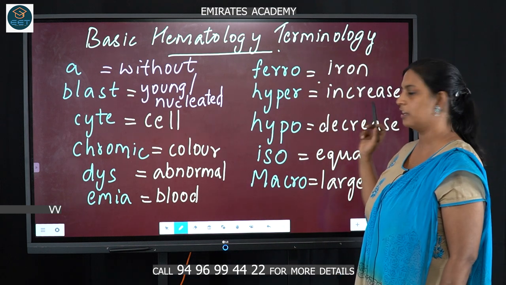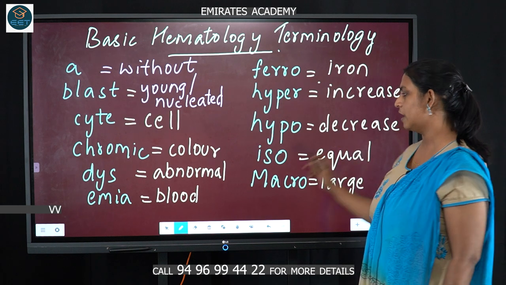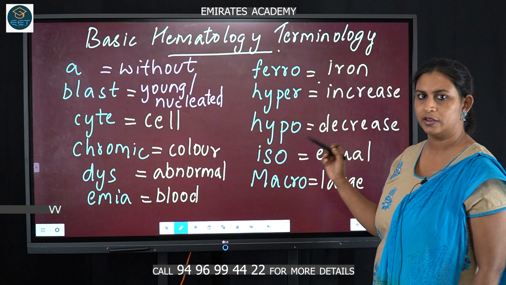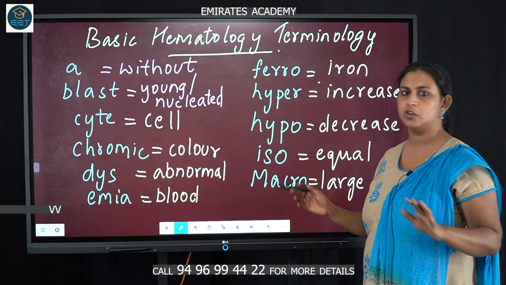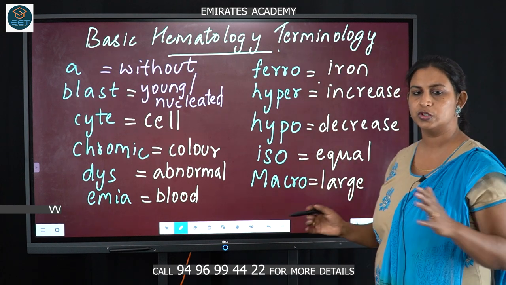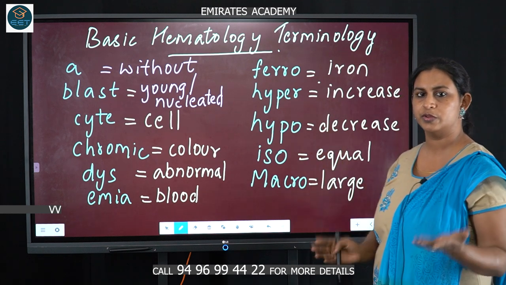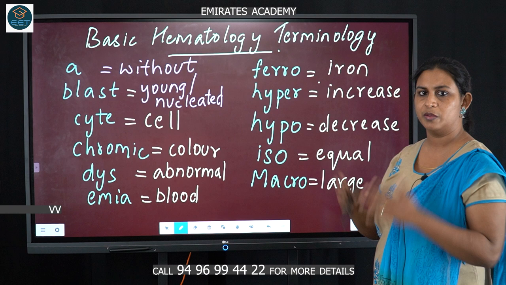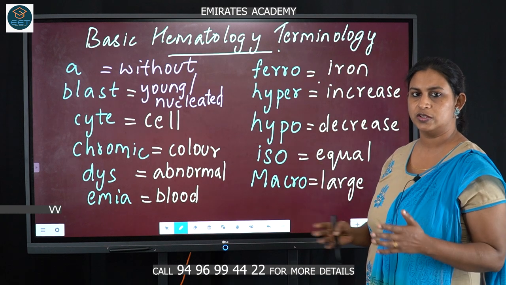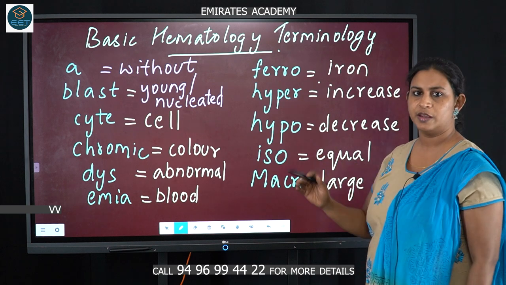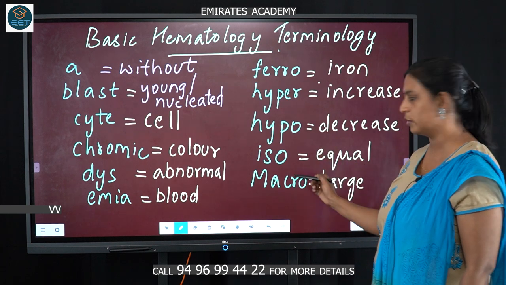Hyper means increase. Hypo means decrease. Iso means equal, like when we say isotonic. So there is no change in the osmosis, it's equal. Both the solutions present on either side of the semi-permeable membrane have the same isotonicity, okay? So isotonic means same. Isothermal means same temperature. So iso means equal.